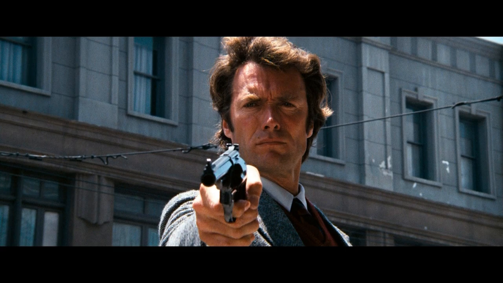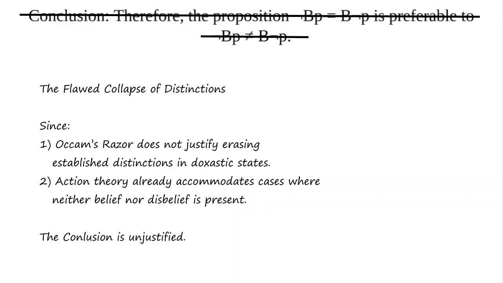Let's return to the argument at its conclusion. Since Occam's razor does not justify erasing established distinctions in doxastic states, and action theory already accommodates cases where neither belief nor disbelief is present, it follows that the conclusion is unjustified. Attempting to collapse the distinction into a false binary misrepresents both belief and how action theory explains behavior. Understand that the argument is not presenting a simpler explanation for behavior. It, in fact, offers no explanation at all.